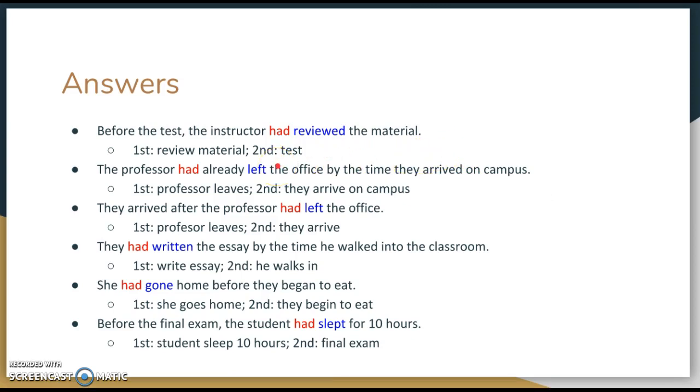I'm going to go over just one of these to show you how we determine which event happened first and which event happened second. So if we look at the third example here, they arrived after the professor had left the office. So if we read this sentence, there are two actions again. The professor leaves the office and they arrive. So we can tell by using the past perfect tense that the first action that happened in the past was that the professor left, and then the second action that happened later, but still in the past, is they arrived.